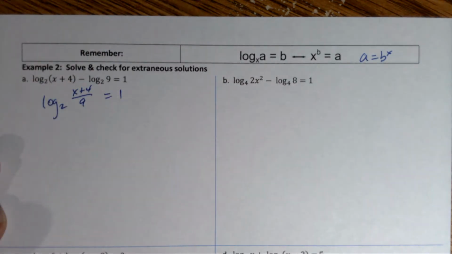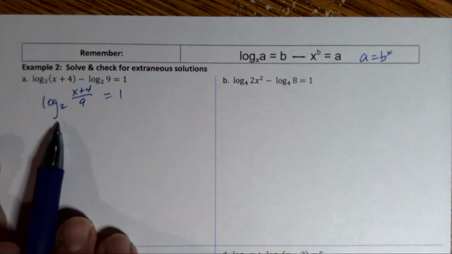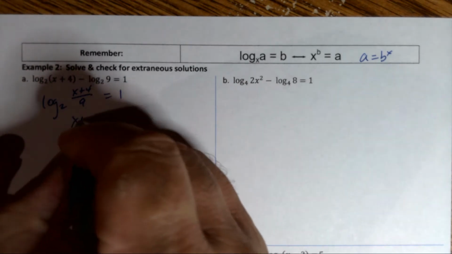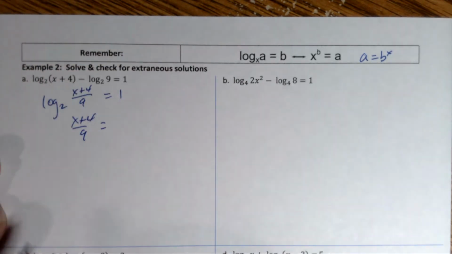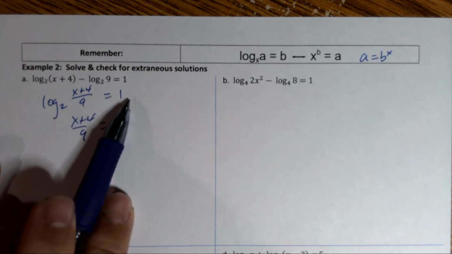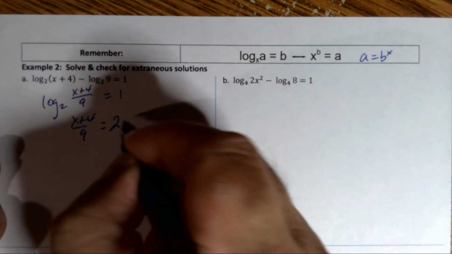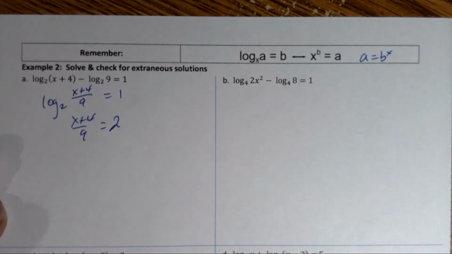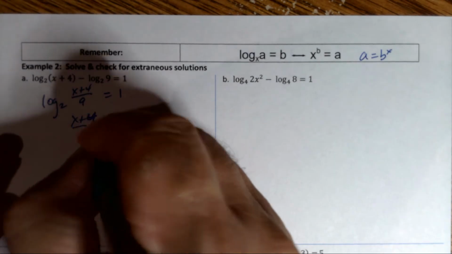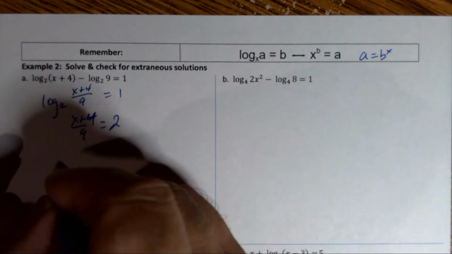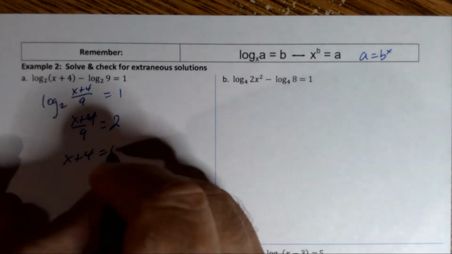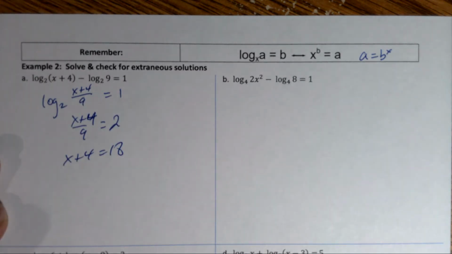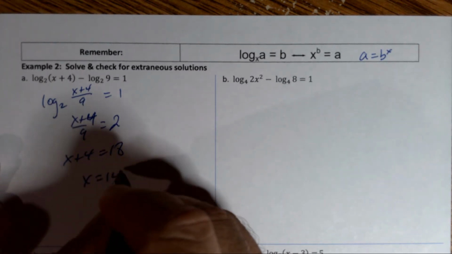Now what we're going to do is use the definition of log. So I'm just going to write x plus 4 over 9, and it's 2 to the first power. 2 to the first power is the same as 2. Now all you're going to do is multiply 9 and 2. So you get x plus 4 equals 18. Subtract 4 from both sides, and you get x equals 14.